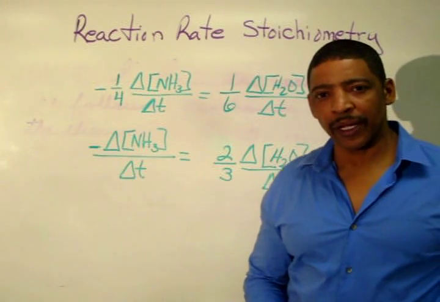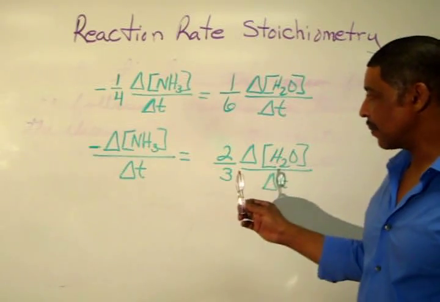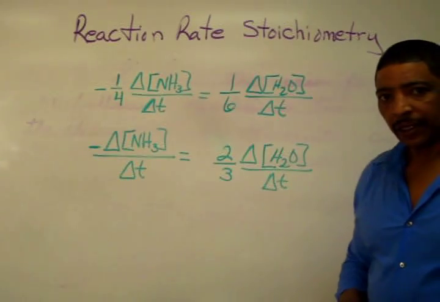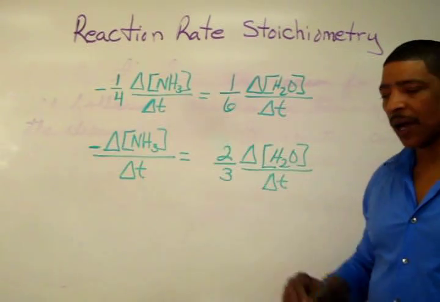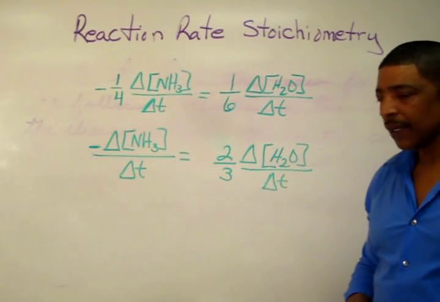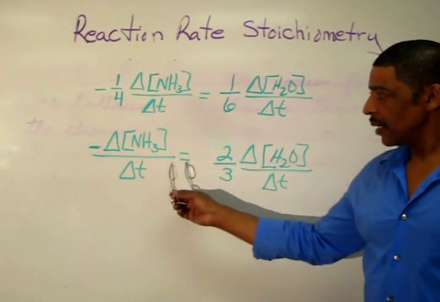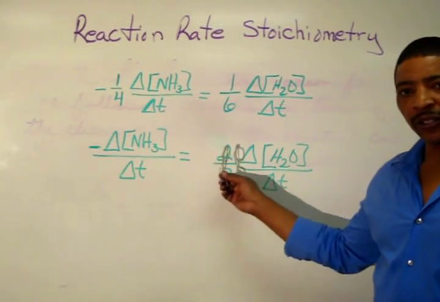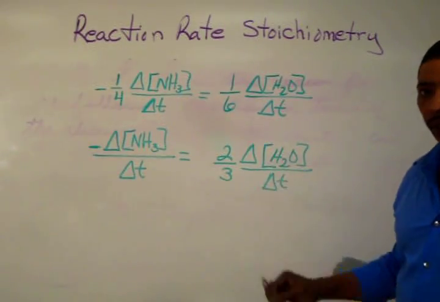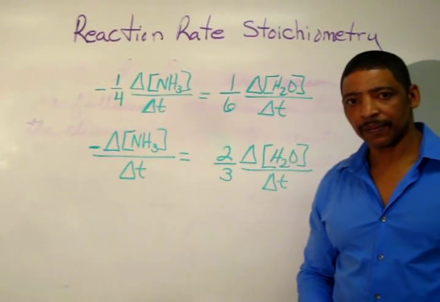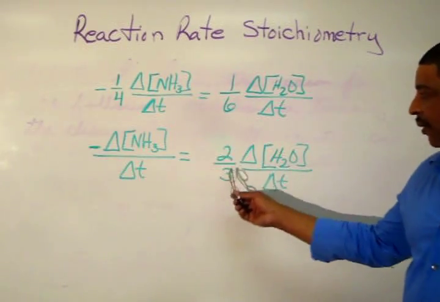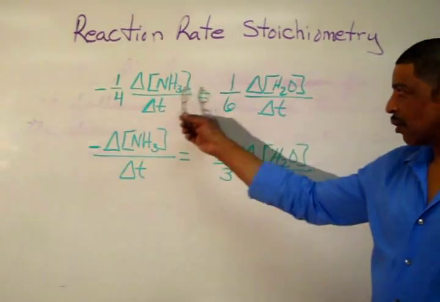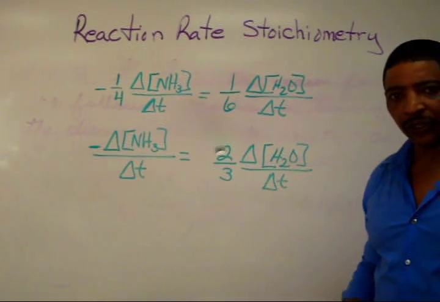To determine the rate of disappearance of ammonia compared to the rate of formation of water, simply set up the following equality. From the information, the rate of disappearance of ammonia is equal to 2/3 the rate of appearance of water. The 2/3 was calculated from 4/6. 4/6 is reduced to 2/3.